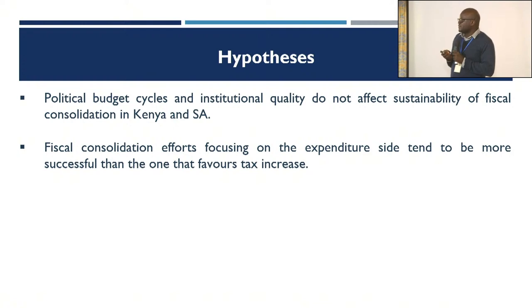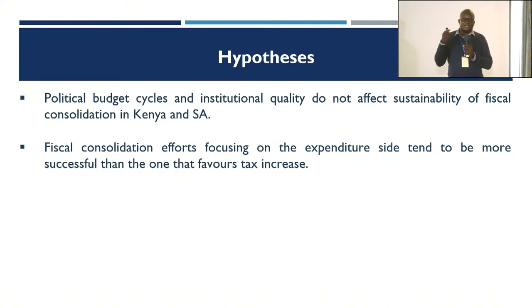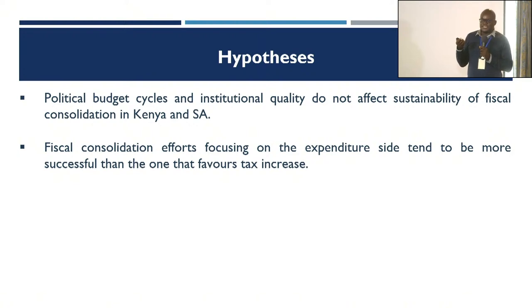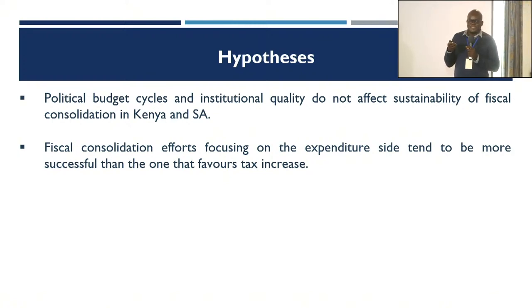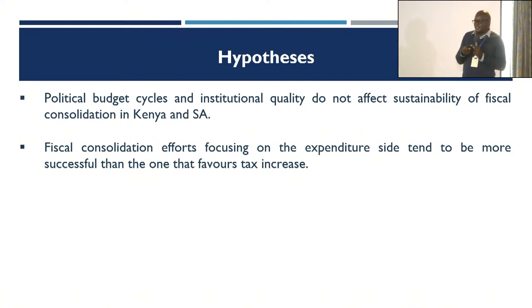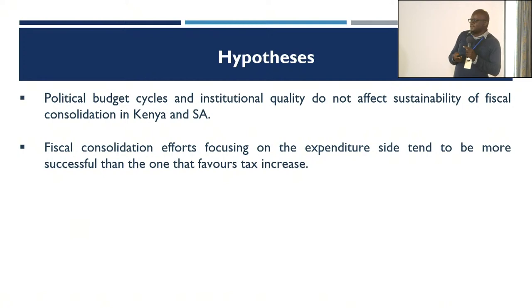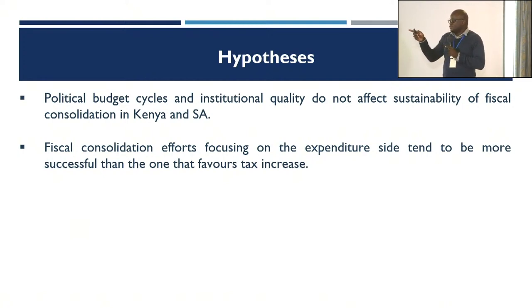Then the other hypothesis is that fiscal consolidation efforts focusing on the expenditure side tend to be more successful than the one that favors tax increase. There is this argument that fiscal consolidation focusing on the expenditure side should focus on items like reduction of public wages and reduction of recurrent expenditure. But some of these expenditure items, we find that they are politically sensitive. You can't just wake up and start rationalizing the number of public servants or capping wage rates. Every year there is always that pressure to adjust wages, the minimum wages, and this impacts the fiscal consolidation effort. So it will be interesting to see which side we should focus on to ensure that we can sustain our fiscal consolidation effort.